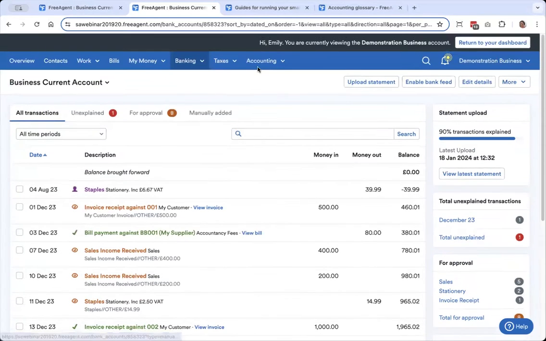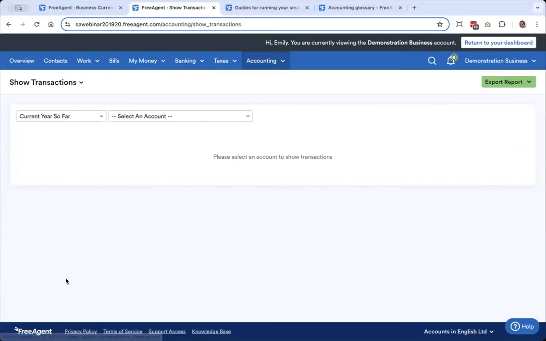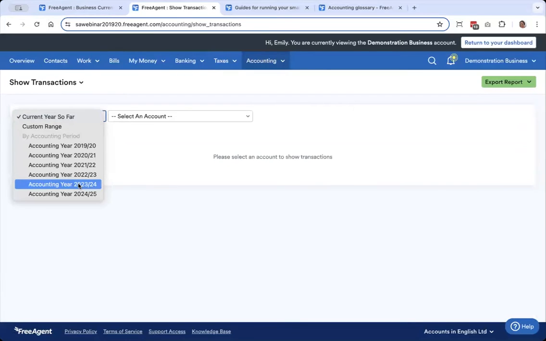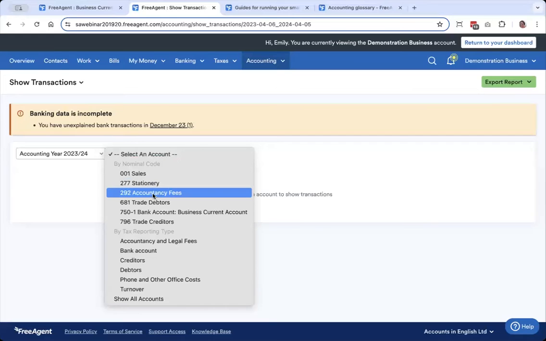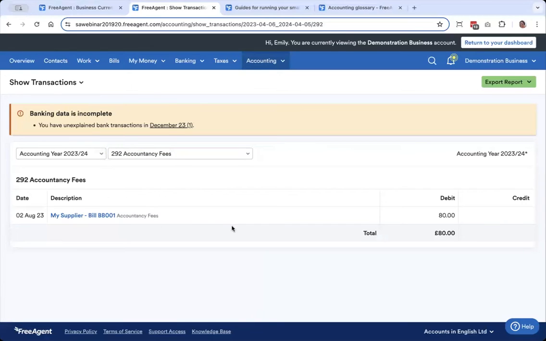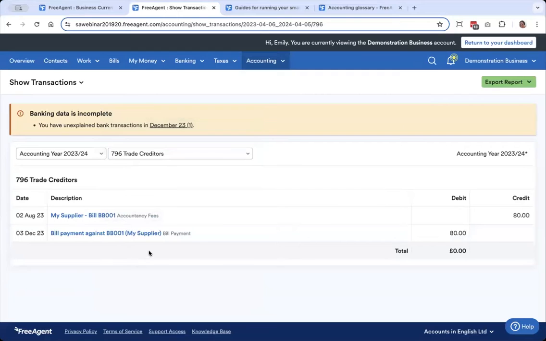Transaction goes green. What happens when I go back to my show transactions? Now, I'm expecting that my accountancy fees won't have changed because I already recorded that cost when I recorded the bill. And as I expected, no change. If I go to trade creditors, what I'm expecting to see is a debit entry to trade creditors for my bill payment. Bingo.